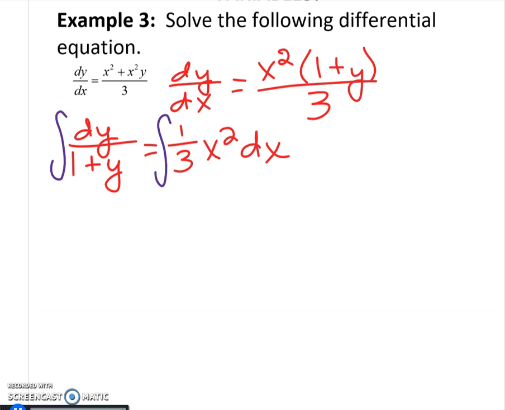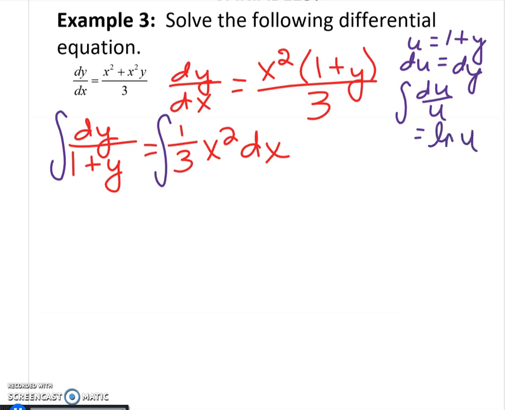So on the left-hand side, the 1 over 1 plus y, that is going to be a natural log integral. If you want to, here, I'll write it over here, you can make u be 1 plus y, which means that du, the derivative of that, would be 1 dy. So your integral would be du over u, which is ln of u. So the u is technically absolute value of 1 plus y.